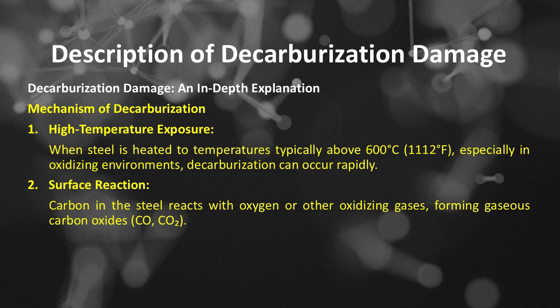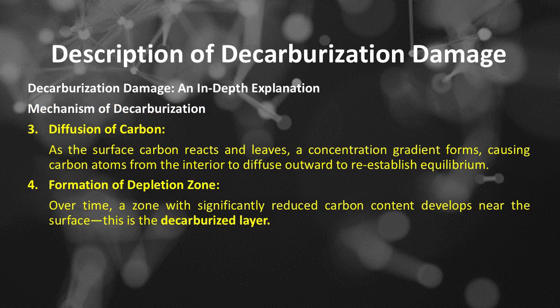Mechanism of decarburization. Number 1. High-temperature exposure. When steel is heated to temperatures typically above 600 degrees Celsius or 1112 degrees Fahrenheit, especially in oxidizing environments, decarburization can occur rapidly. Number 2. Surface reaction. Carbon in the steel reacts with oxygen or other oxidizing gases, forming gaseous carbon oxides, CO, CO2. Number 3. Diffusion of carbon.